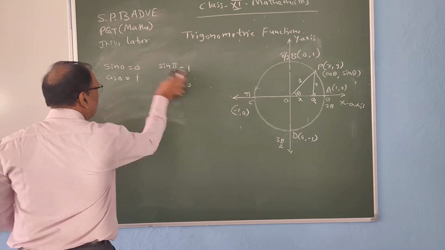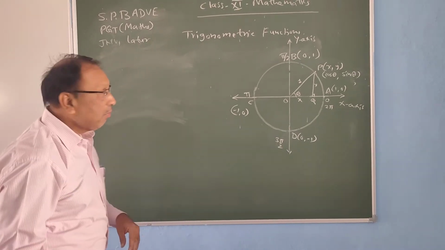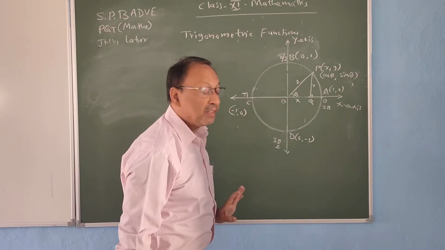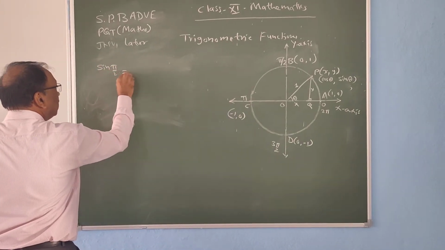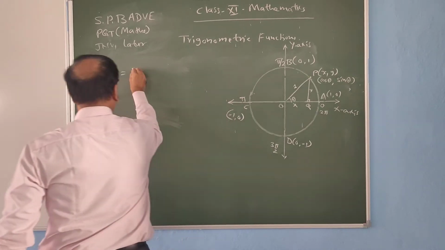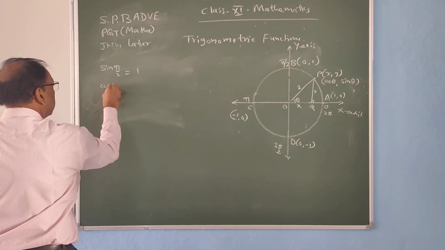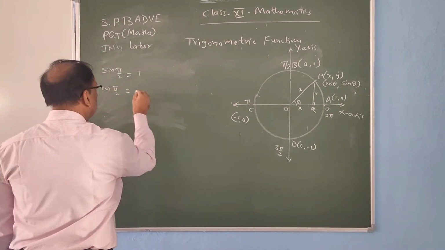Okay. Now in the second quadrant we see. In the second quadrant, what happens? From pi by 2 to pi. So you know sin pi by 2 is 1, and cos pi by 2 is 0.